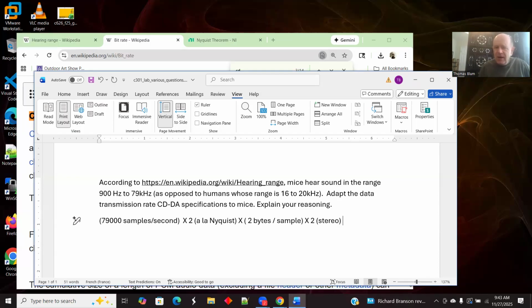How many bits or bytes per sample, and then stereo, or maybe you want to do quadraphonic or something like that. But so long as you're explaining what you're doing, and understand Nyquist, all these possibilities are acceptable. So I would just take 79,000 and multiply it by 2, and multiply it by 2, and multiply it by 2, and my answer will be in bytes per second.